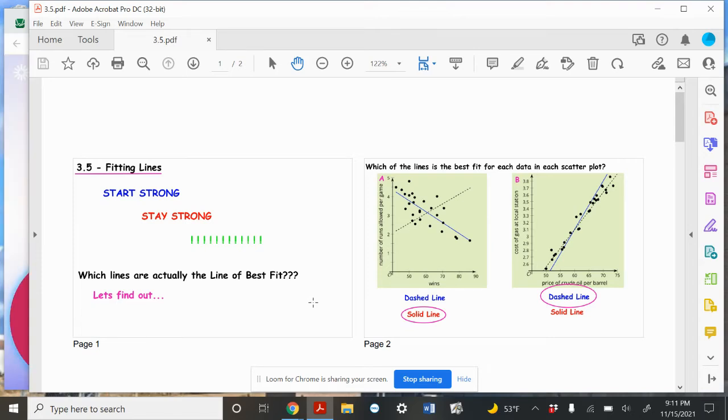In section 3.5, we're going to be looking at fitting lines to data and also learning how to create data on Desmos. So we have some examples here.